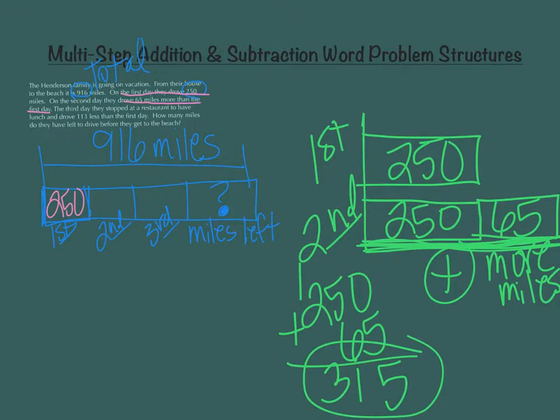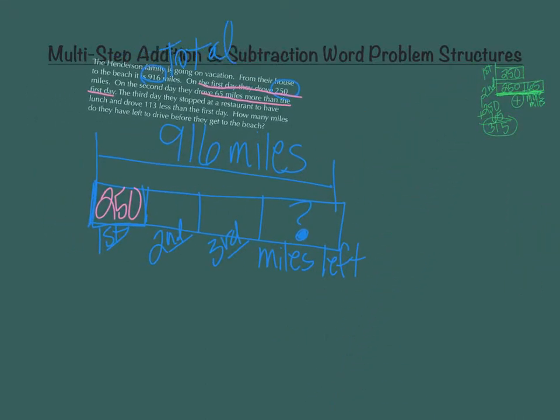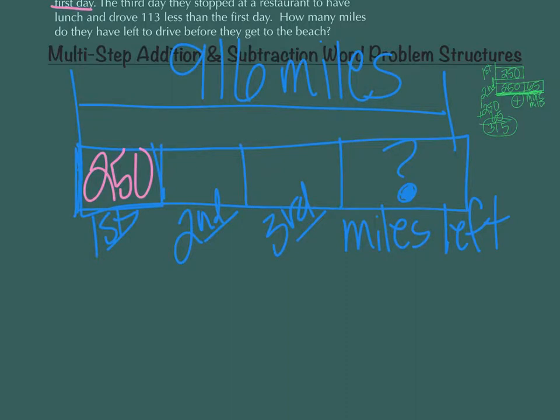All right, let me go back. Let's put it back in. Let's go to our original strip diagram, and let's put that in. Move that out of the way. Let's put it back in here. So now, on my second day, I know that they drove 315 miles. Okay, now I need to figure out my third day.